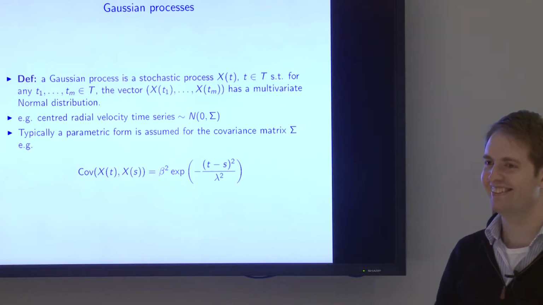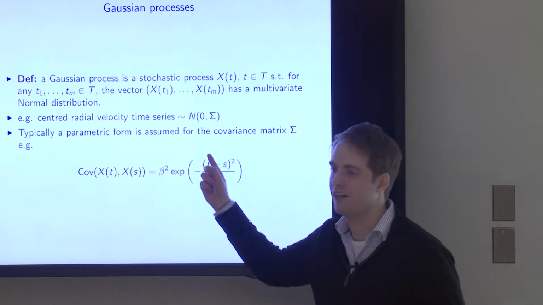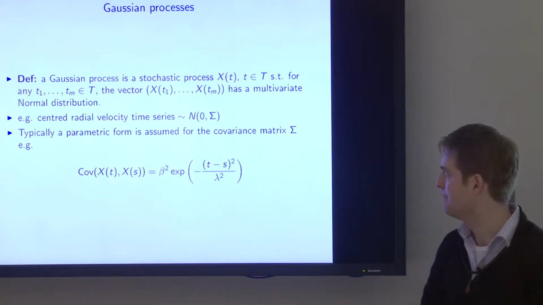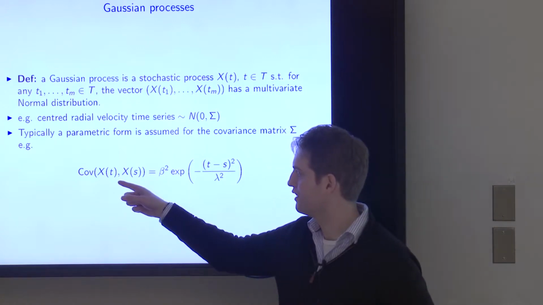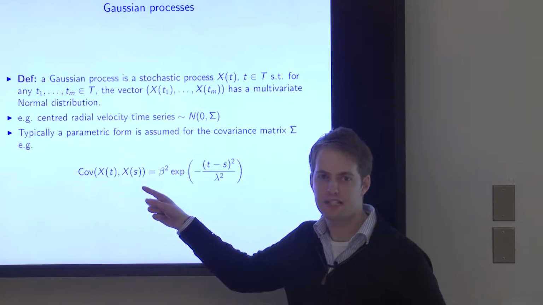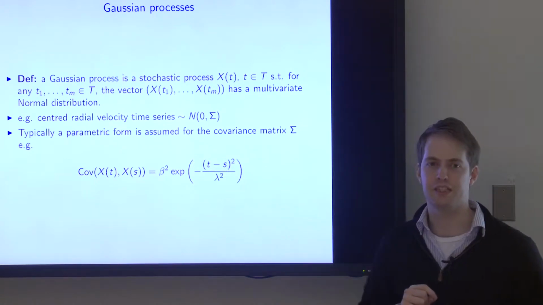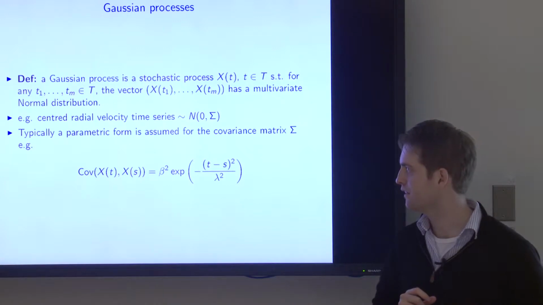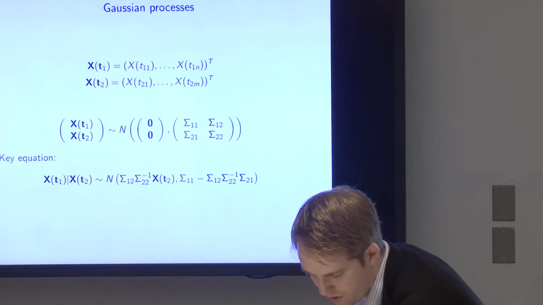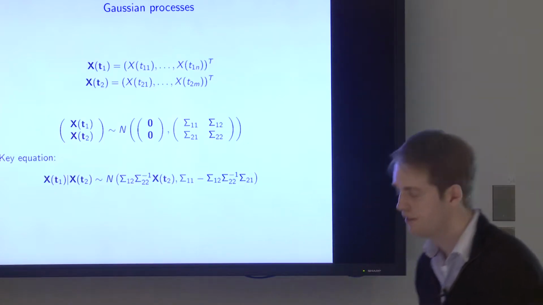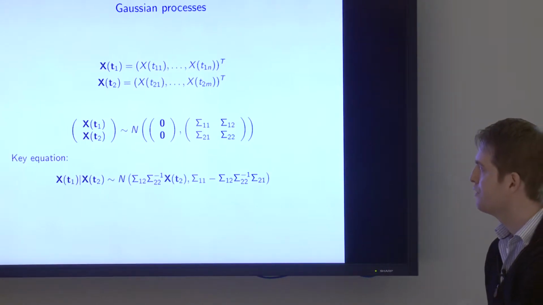Otherwise, this is just a very non-interesting model. So typically, people parameterize this covariance matrix, such that the covariance between the process at time t and at time s follows this form. And this form only depends on the difference in time between t and s. And this is again just a review from the other week.